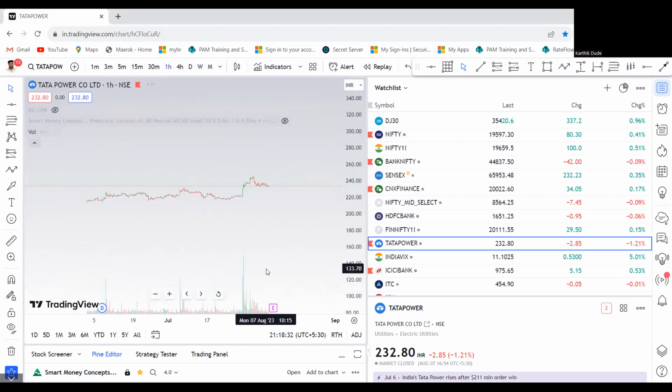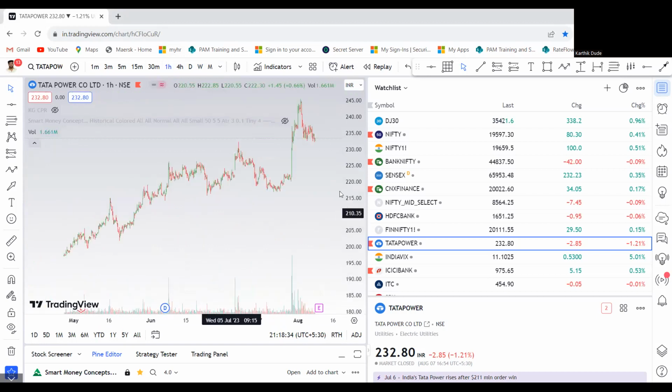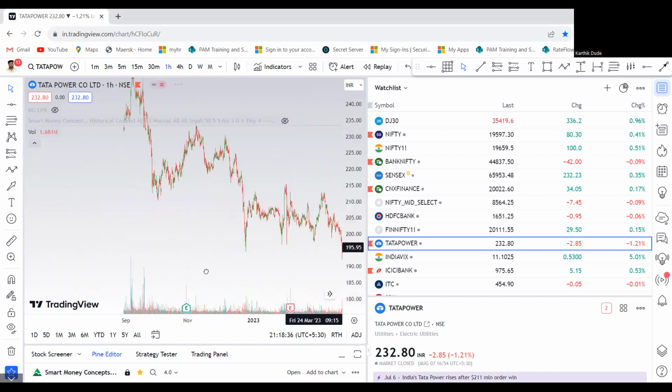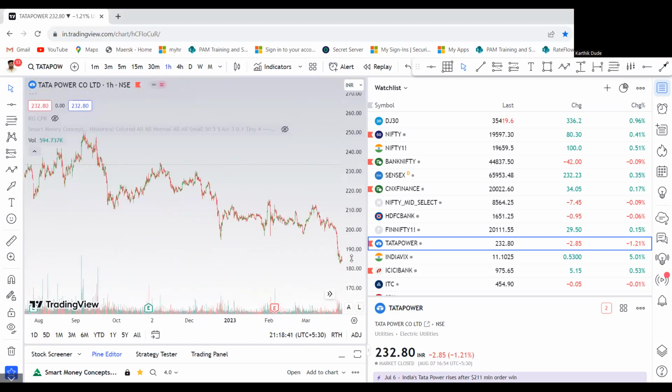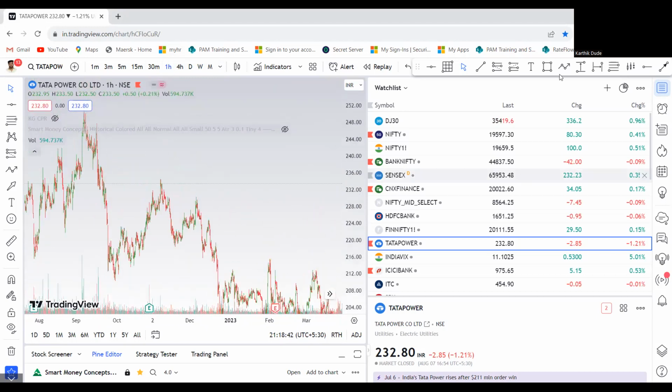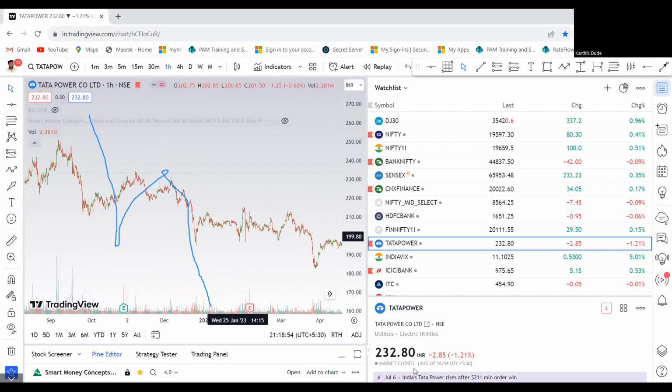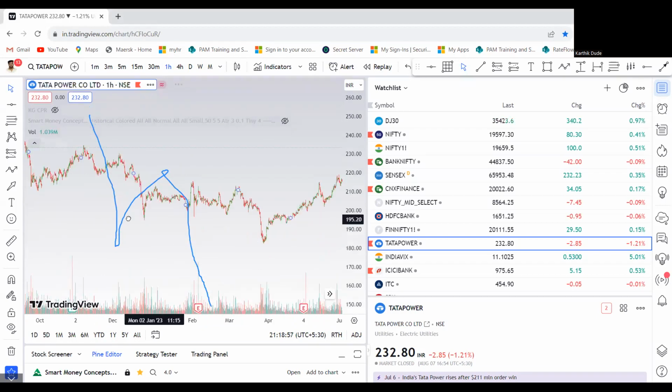When you go for a downtrend, maybe I can show it in a lower time frame where price is in a downtrend. Yeah, exactly. This is a classic example of a downtrend. So I went for Tata Power on the 1 hour time frame here. Price came here, it retraced. Then again it went down.